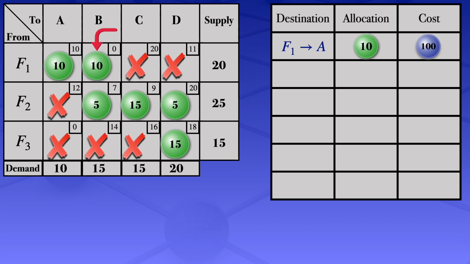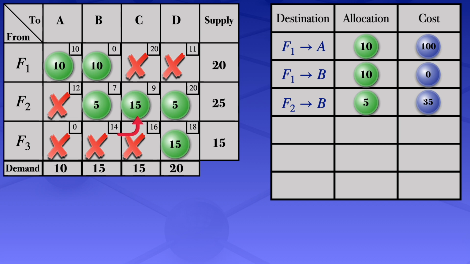Then for this part, we are saying we are allocating 10 units from source F1 to destination B. I'll write F1 to B. We are allocating 10 units. The unit cost here is a 0. So the cost there will be 10 times 0, which will give us a 0. And then on this part here, we are saying from F2 to destination B, we are allocating 5 units, 5 units at a unit cost of 7. So the cost there will be 5 times 7, which gives us a 35.